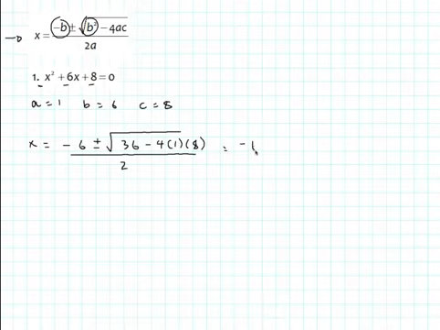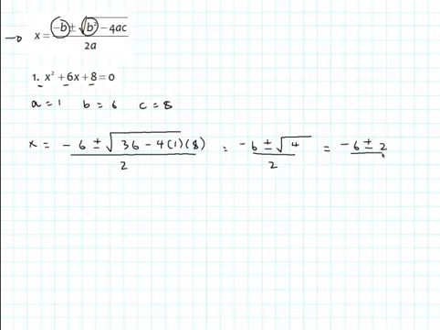This will be negative 6 plus or minus the square root. All that inside the square root will work out to be a 4. We'll have negative 6 plus or minus the square root of 4 is a 2. That's nice. So we'll branch. We'll go negative 6 plus 2 over 2, and we'll go negative 6 minus 2 over 2.